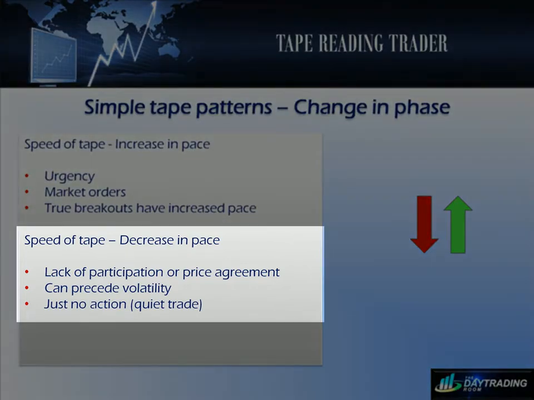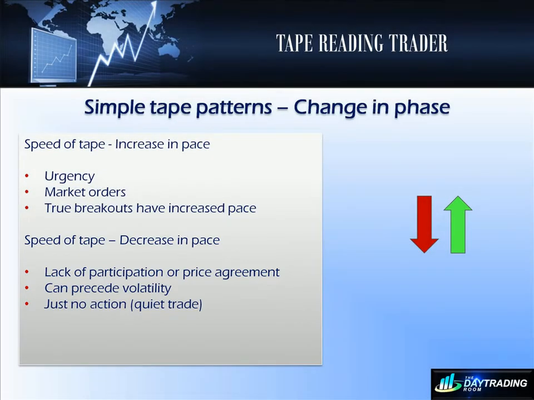Now vice versa, a decrease in pace is just showing generally a lack of participation or price agreement. So you've got reds coming through, greens, reds, greens. It could be no action, just quiet trade, just no agreement on price. Now it can at certain points in time precede volatility. So you sometimes get this decrease in pace, almost the eye of the storm, before we get an increase in pace again.